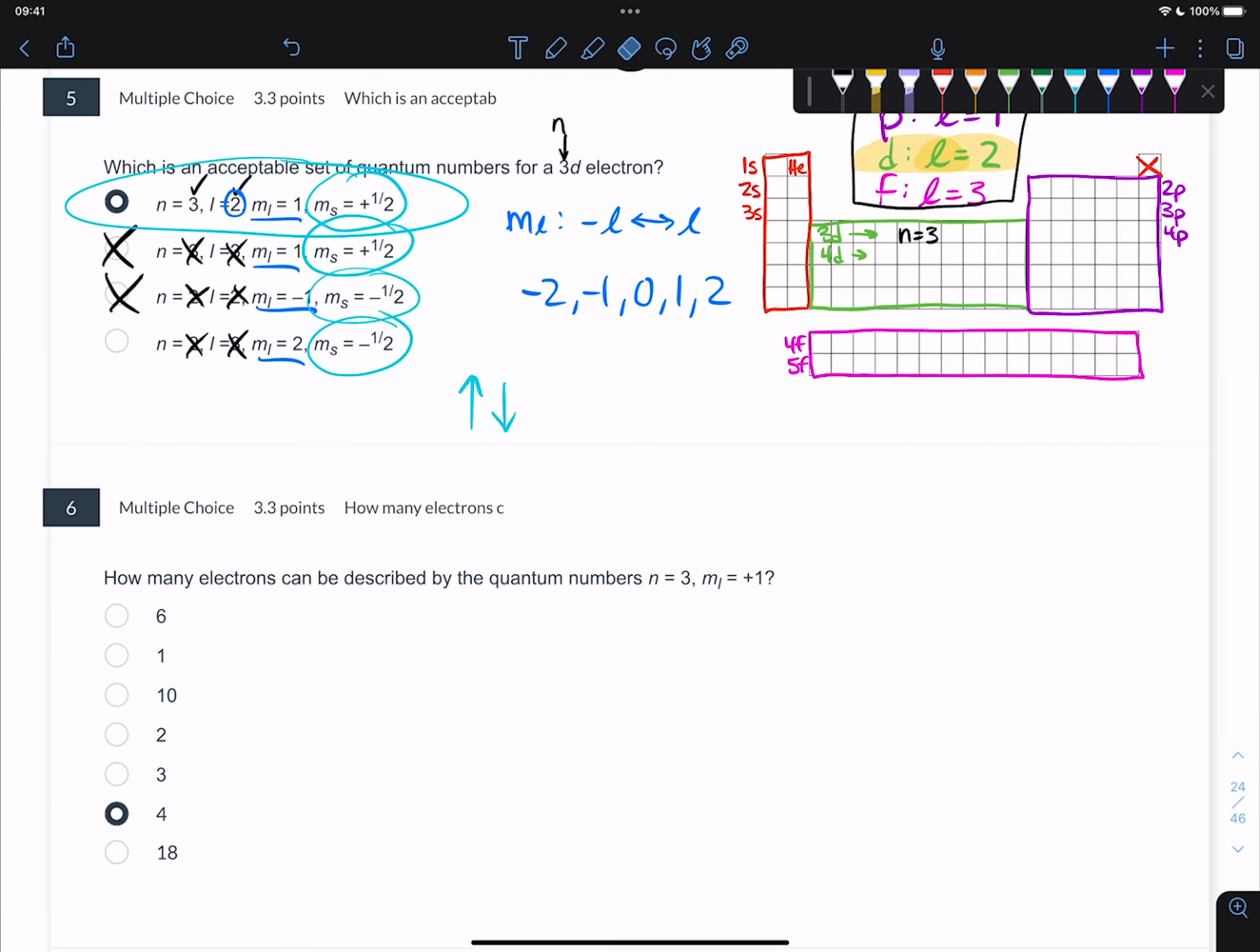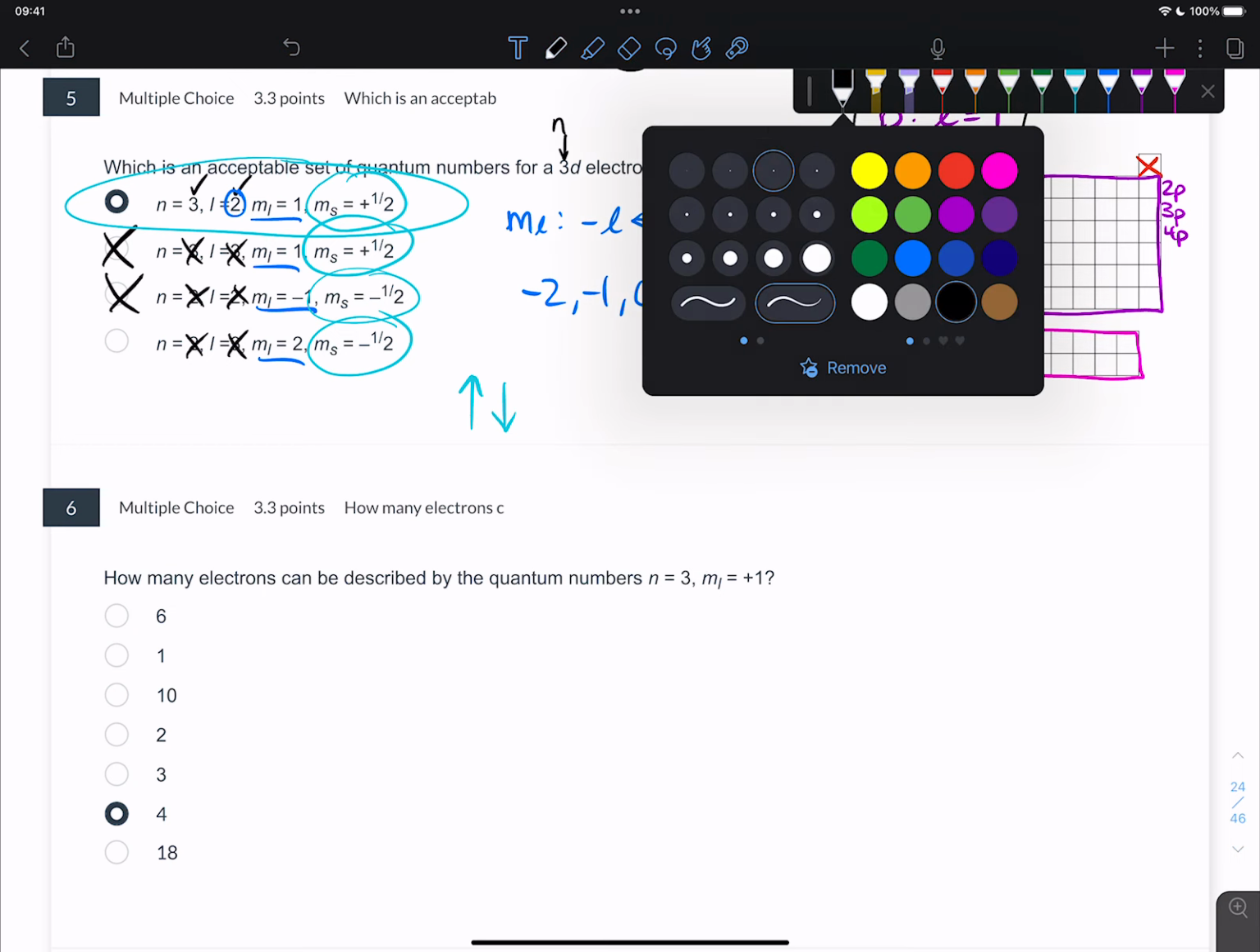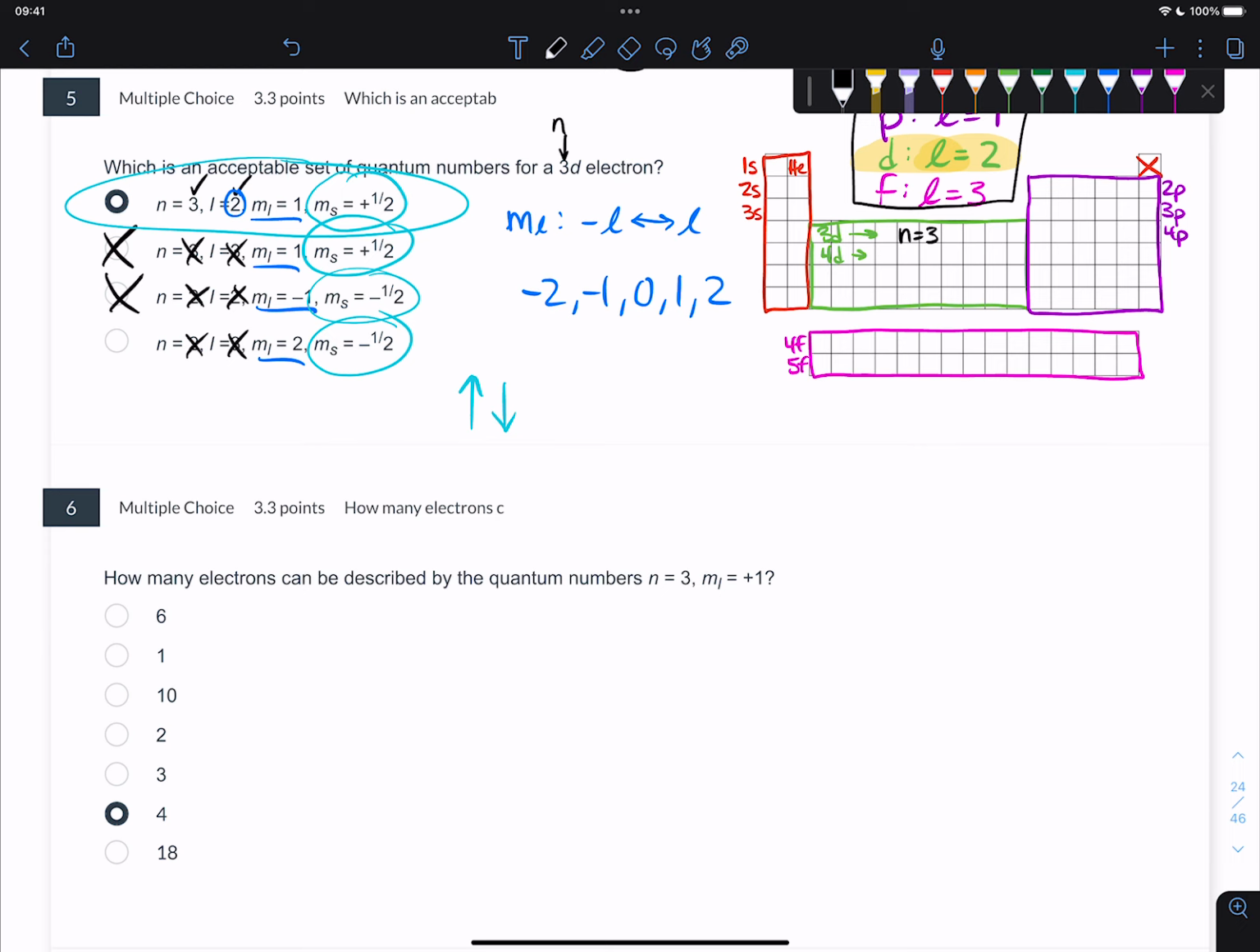For number 6, it says how many electrons can be described by the quantum numbers n equals 3 and ML equals +1. The easiest way that I think you can solve one of these types of problems is to actually sketch out an orbital diagram. So remember, each orbital can only hold 2 electrons, and those are just one line or box. So this is going to be 1s, and then you're going to write out 2s, and then you have 2p. So it's going to represent all of those. Remember, p has 3 orientations, so to speak, x, y, and z.